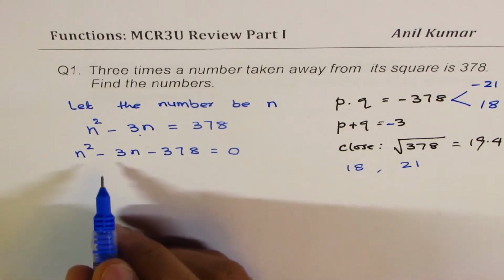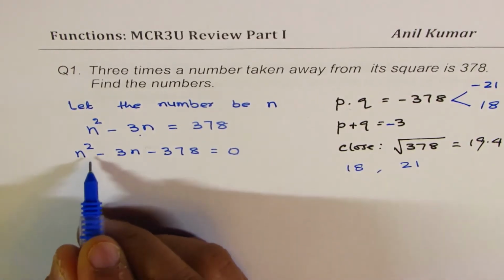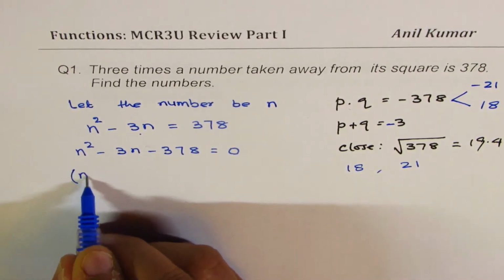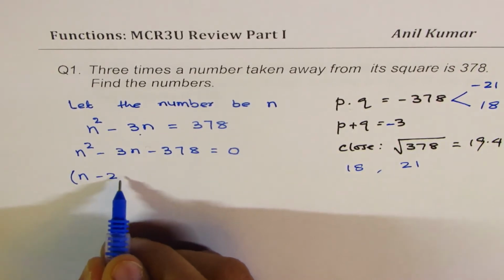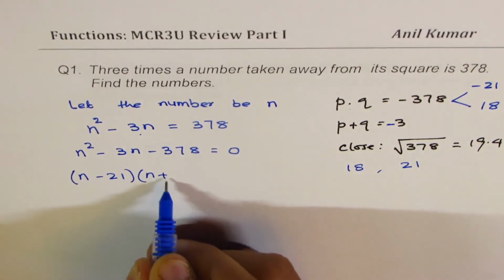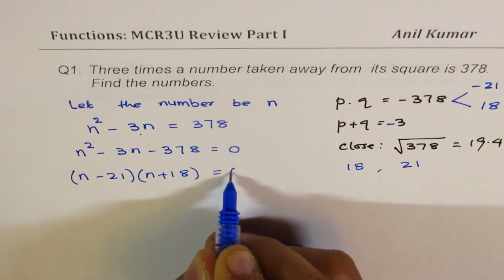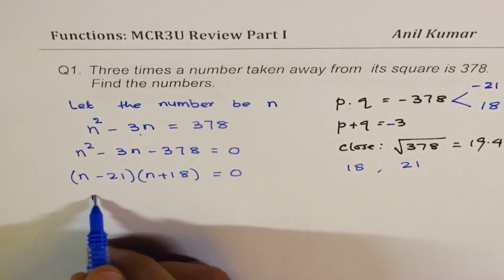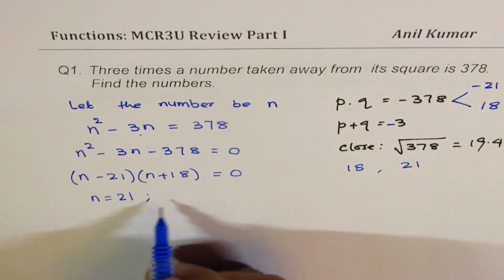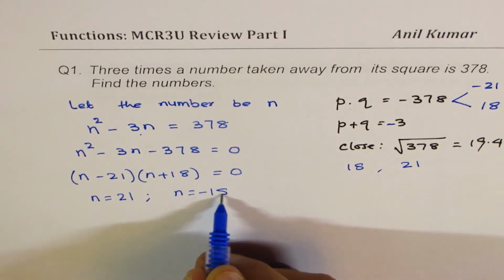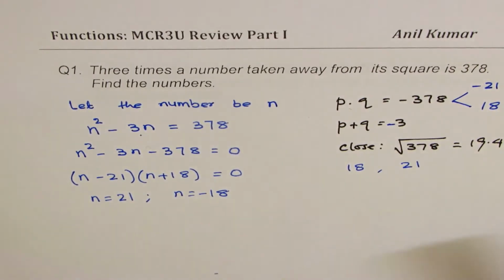That should work. So now I could write down my quadratic equation in factored form as n minus 21 times n plus 18 equals 0. Now that gives us 2 solutions, n equals 21 and n equals minus 18. So these are the solutions for the given question.